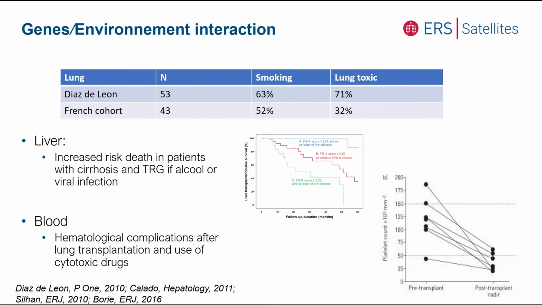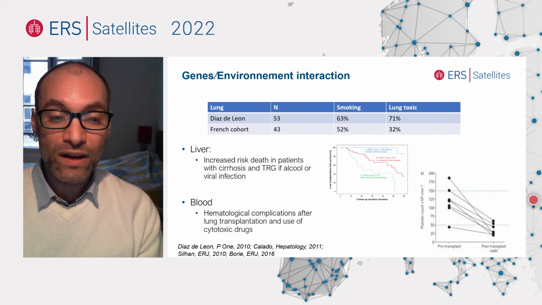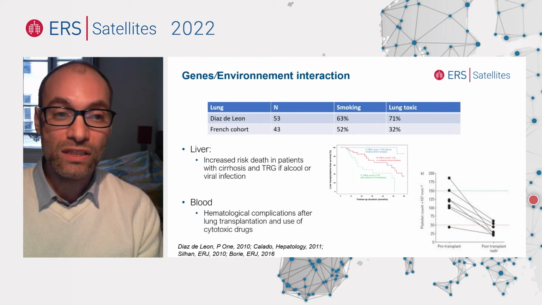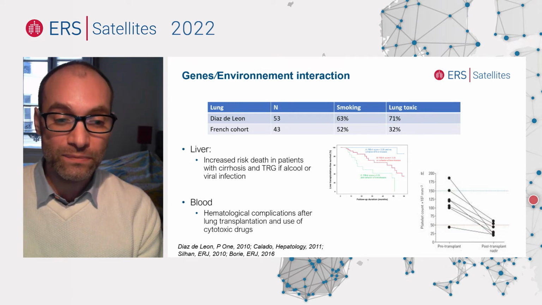In this French cohort of liver disease associated with TRG mutation, patients with alcohol consumption or viral infection had a worse outcome and a worse transplant-free survival. And it's also true for the blood toxicity, as evidenced after lung transplantation with a high risk of thrombocytopenia with cytotoxic drugs such as ganciclovir for CMV or cotrimoxazole. So the environment is super important, as there are huge genetic and environmental interactions.